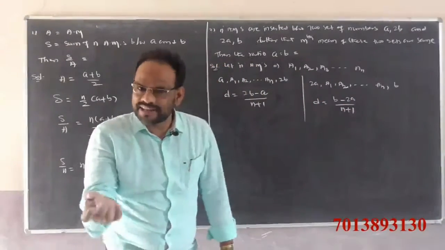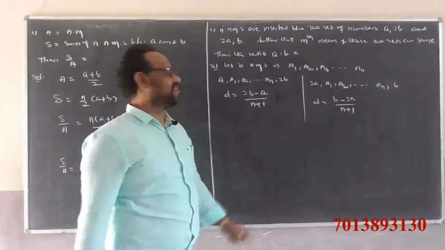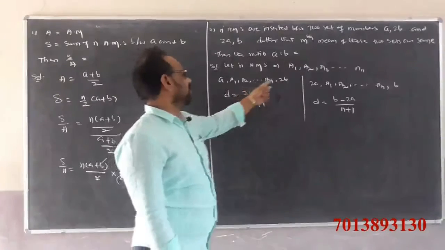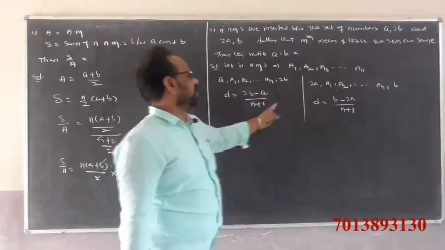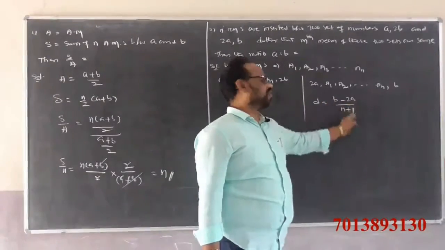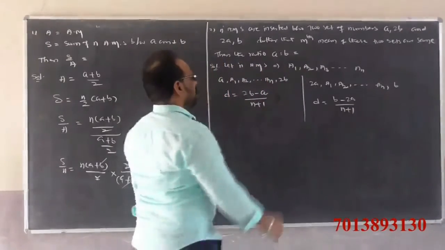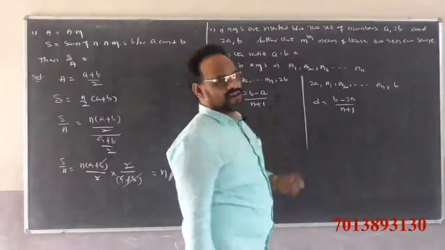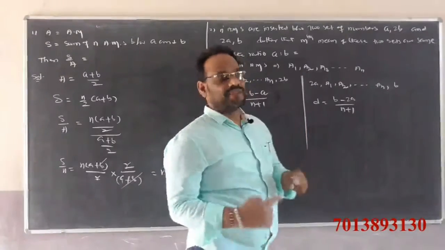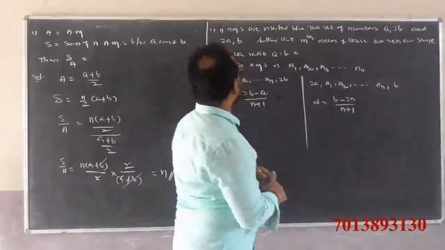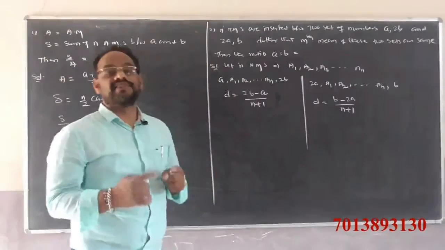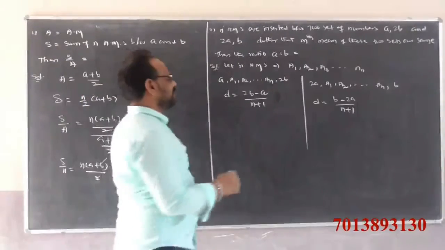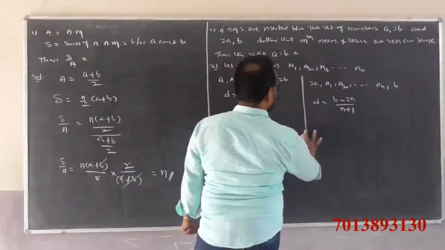If n arithmetic means are inserted between any two quantities, then the common difference D is equal to (B minus A) by (n plus 1). Here the B value is 2B, so (2B minus A) by (n plus 1). Here the A value is 2A, so that is (B minus 2A) by (n plus 1). Further, the nth means of these sets are the same. Then find the ratio of a to b.